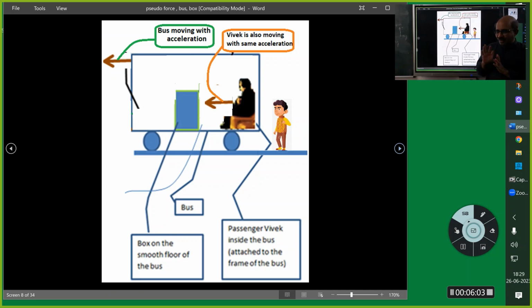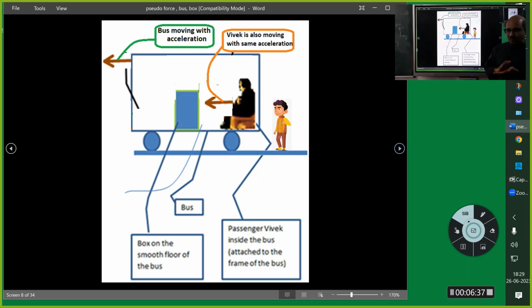But when he has pressed the acceleration button, only the frame of the bus is accelerating because the driver has applied the acceleration to the bus. And because Mr. Vivek is also inside the bus, he will also accelerate. But the floor of the bus is smooth. So whatever external force is acted on the bus, that will not get transferred to the suitcase. So therefore, the suitcase is not accelerating. Is it clear? Yes, sir.